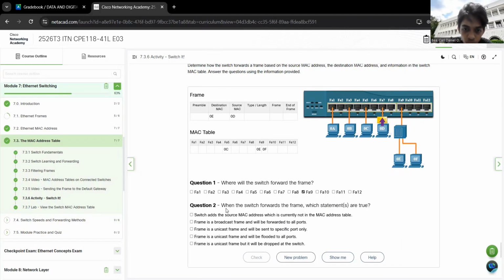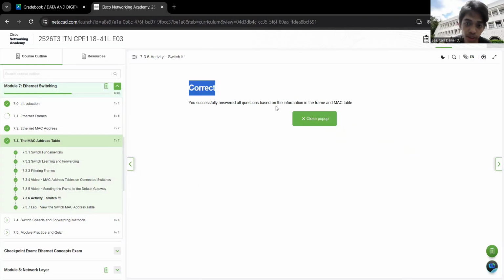And then when the switch forwards the frame, which statements are true? Since the source MAC 0D is unknown in the MAC table, the switch adds the source MAC address, which is currently not in the MAC address table. Next, it is not a broadcast frame because we have 0E specifically at FA9. So it is a unicast frame and will be sent only to a specific port. And again, it is not flooded and the frame will not be dropped at the switch. So let's check if we are right. Okay, we got it correct.